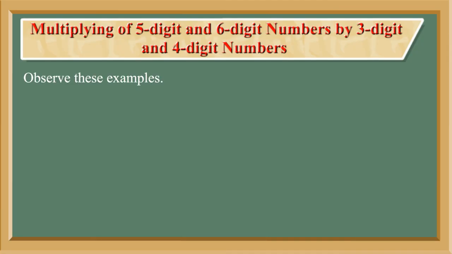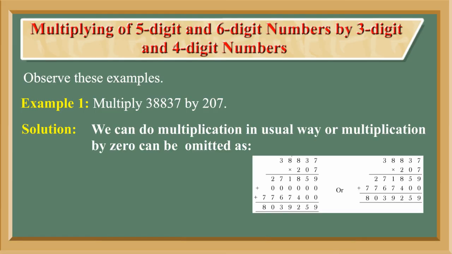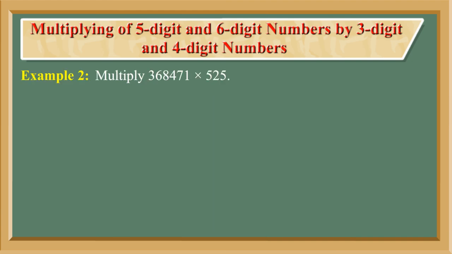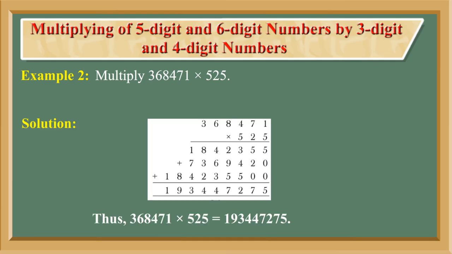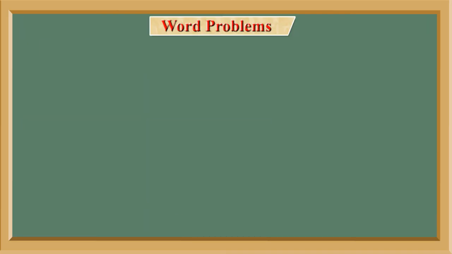Observe these examples. Example 1. Multiply 38837 by 207. Solution. We can do multiplication in the usual way, or multiplication by 0 can be omitted, thus 38837 multiplied by 207 is equal to 8039... Example 2. Multiply 368471 by 525. Solution. Thus, 368471 multiplied by 525 is equal to 193,447,275.